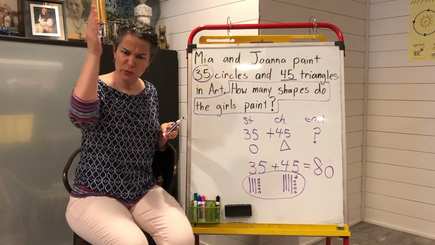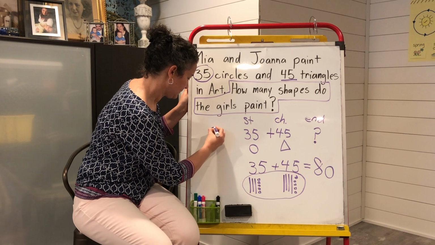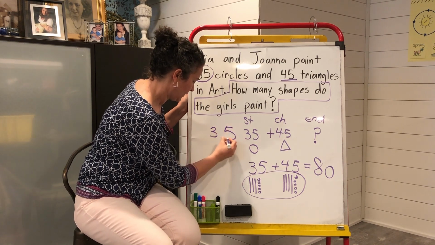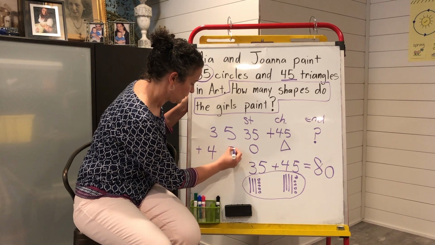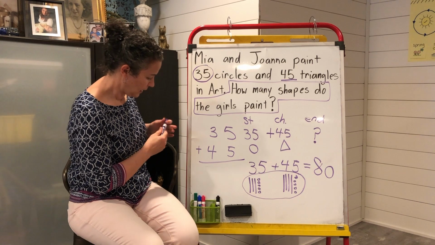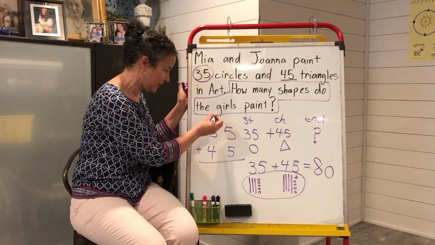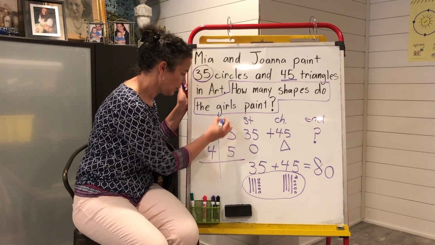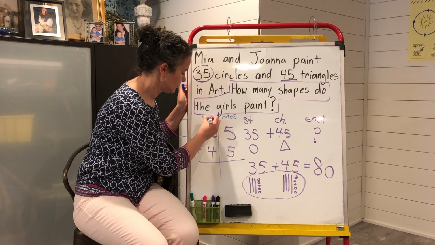Let's prove we're right. Let's do it vertically, just to prove we're right. So we've got 35 plus 45. And I'm just going to split up my 10s and 1s. I like it that way. It makes it easier for me to keep everything where it's supposed to be in my mind. So my 1s are on the right, and my 10s are on the left.